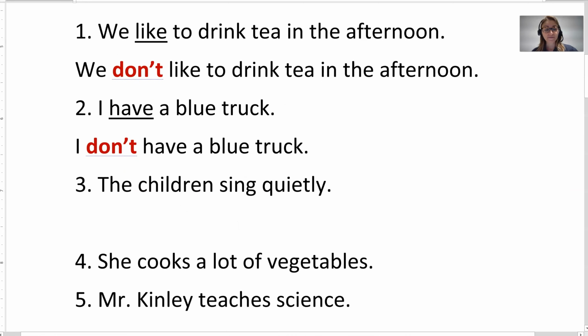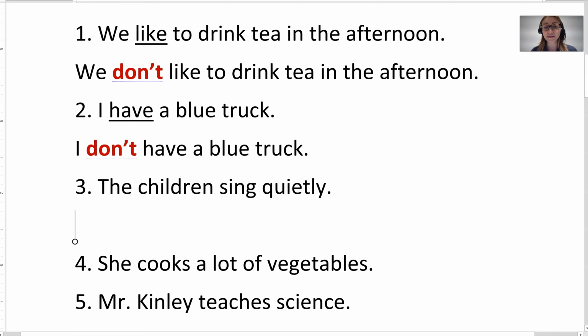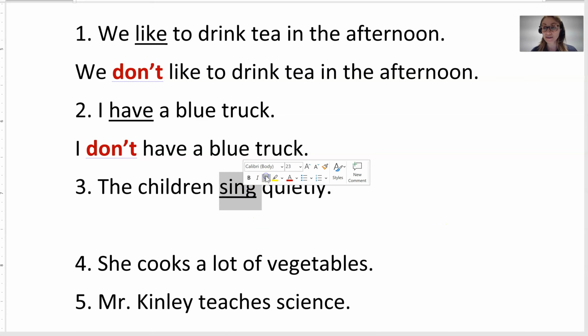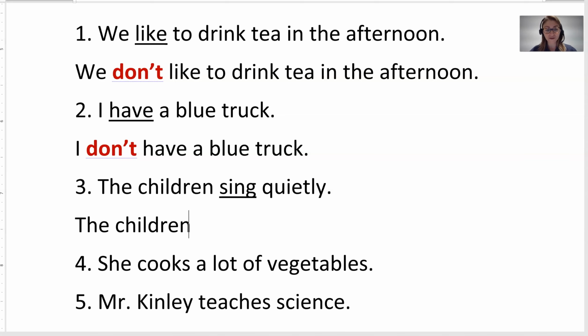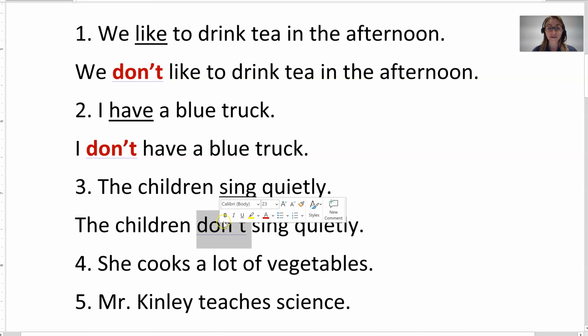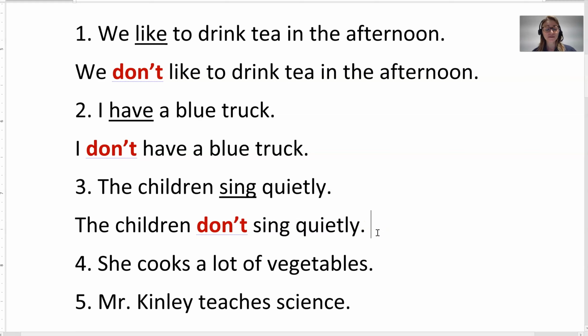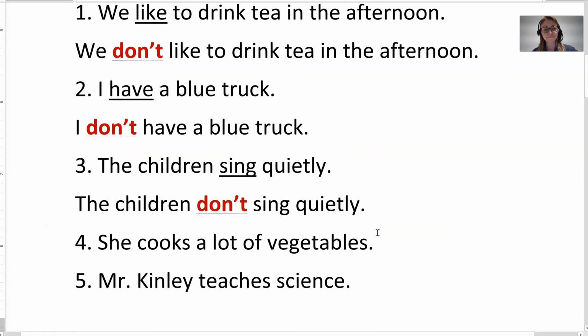Okay, number 3, the children sing quietly. What is the verb? Sing, good. So the negative, the children don't sing quietly. Okay, again, we just put the contraction. With any of these, you can do no contraction if you want. It's okay to say the children do not sing quietly. Do not. That's fine. It's your choice.